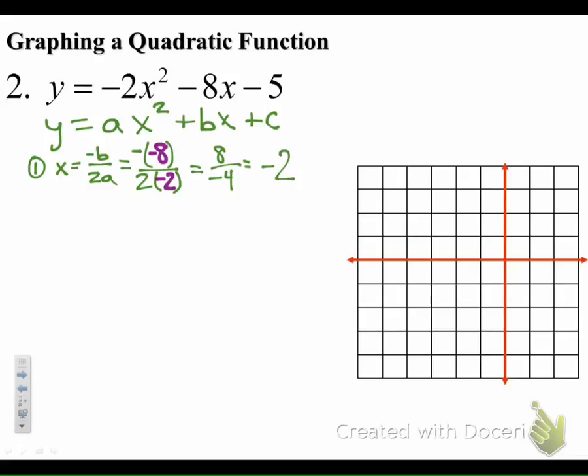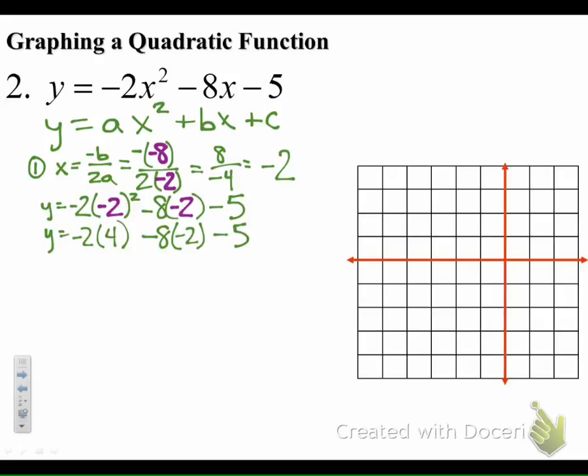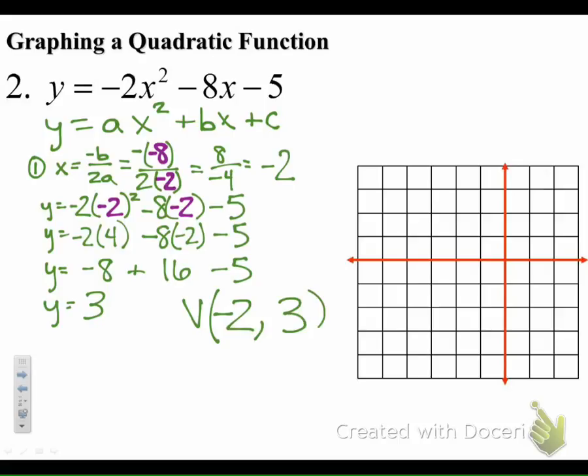We're looking at an x-coordinate of -2. To find your y-coordinate, you plug it into the equation. So our vertex is going to have an x-coordinate of -2, like what we found before, y-coordinate of 3. We graph it.